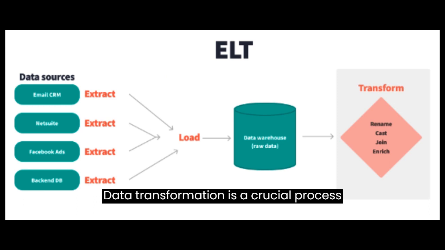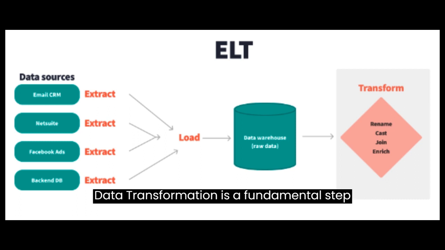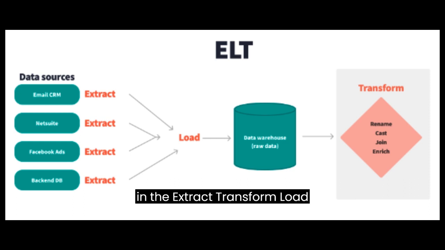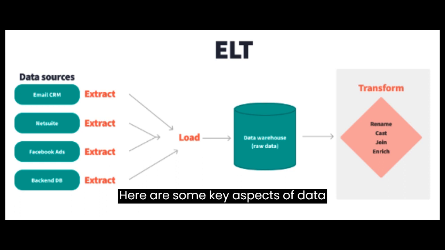Data transformation is a crucial process in data engineering that involves cleaning, enriching, and restructuring raw data to make it suitable for analysis or storage in a data warehouse or data lake. Data transformation is a fundamental step in the extract, transform, load, ETL process, where data is extracted from various sources, transformed into a usable format, and loaded into a target system. Here are some key aspects of data transformation in data engineering.